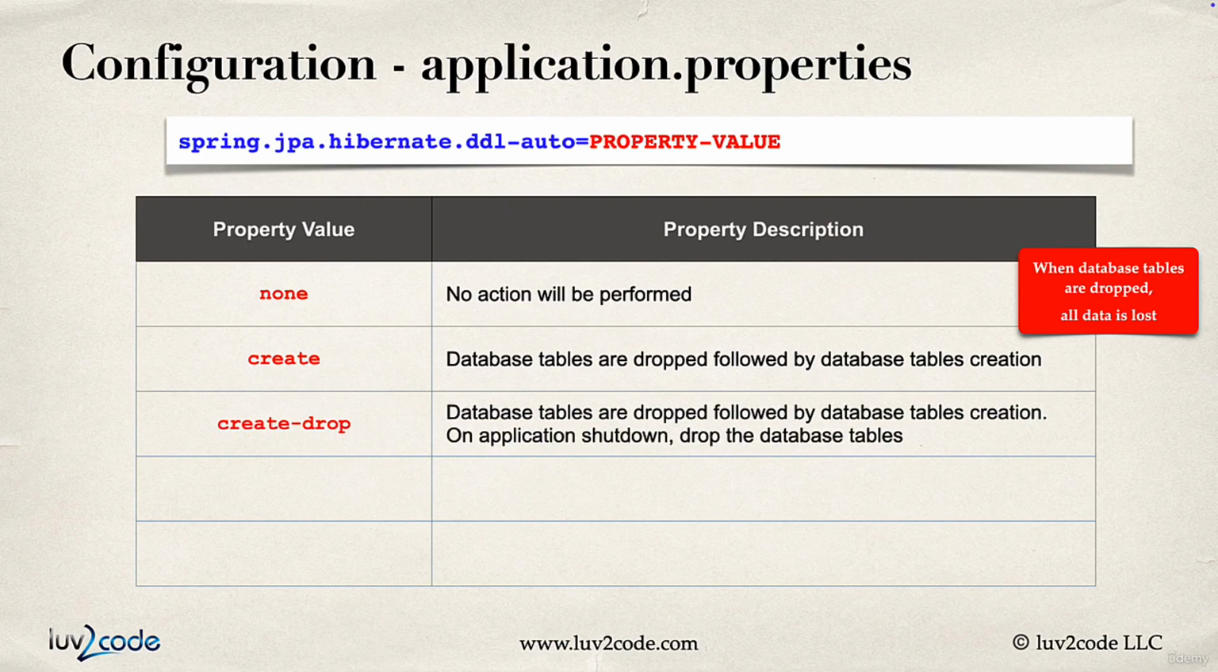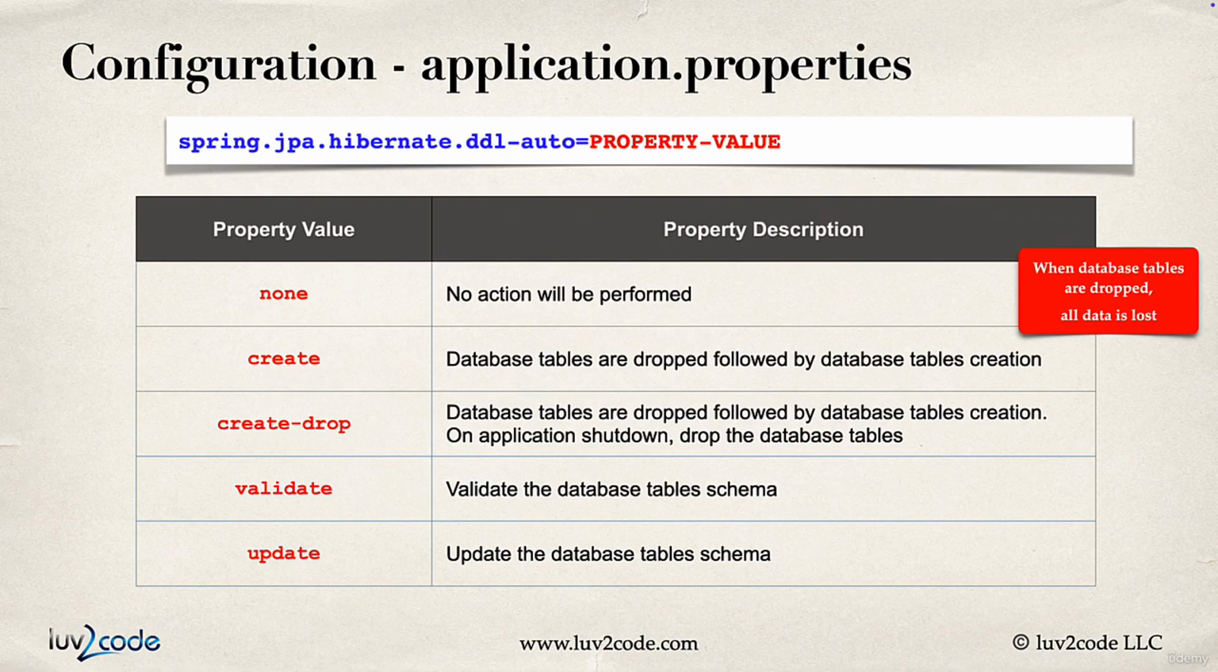For create-drop, it will drop the database tables and recreate them on startup. Basically, when your application finishes running, it'll drop the tables, so you'll have nothing at the end of the application. This is primarily useful for unit testing. There's also the validate option to validate the database table schema. And then there's update. If you add any new fields to your entity, it'll provide the appropriate updates on the given database table.